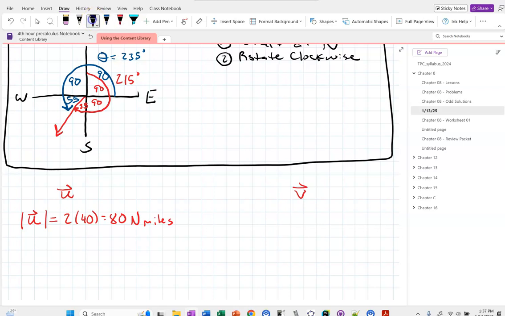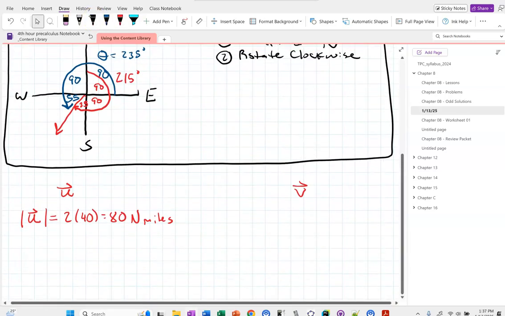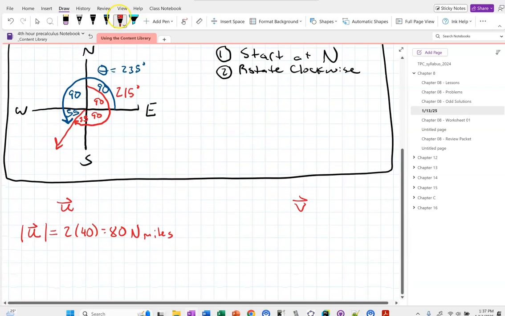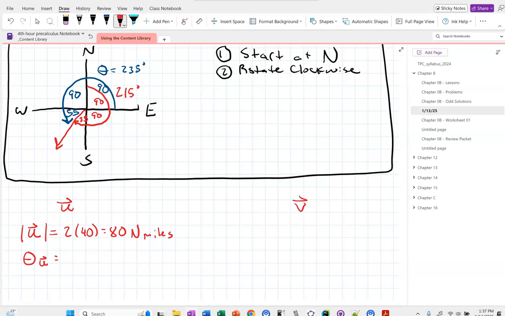Okay. And then the direction for u, we just did up here, so I'm not going to draw it again. I'm just going to copy down that 235 that we did when we talked about bearings just a moment ago. Does everybody feel okay so far?